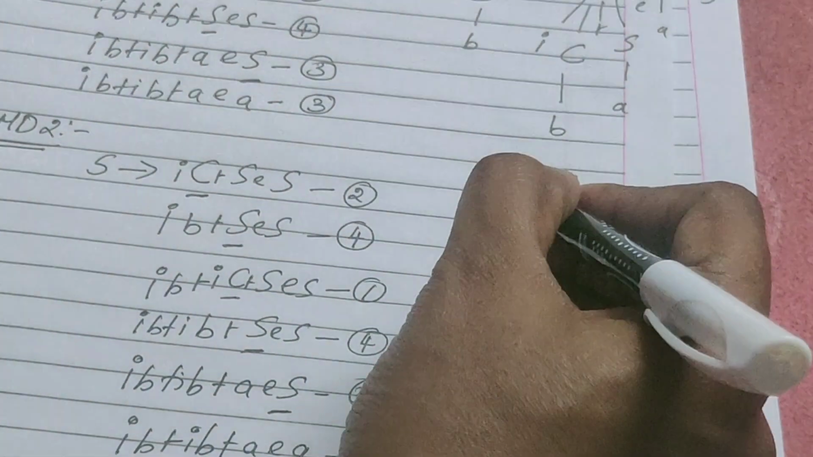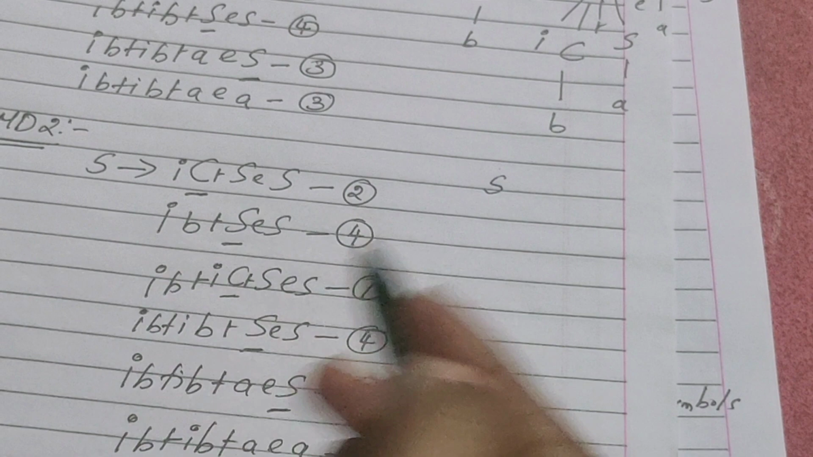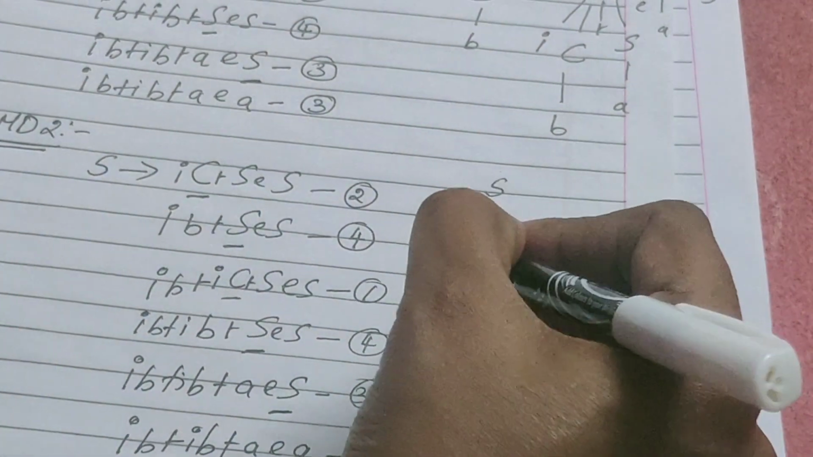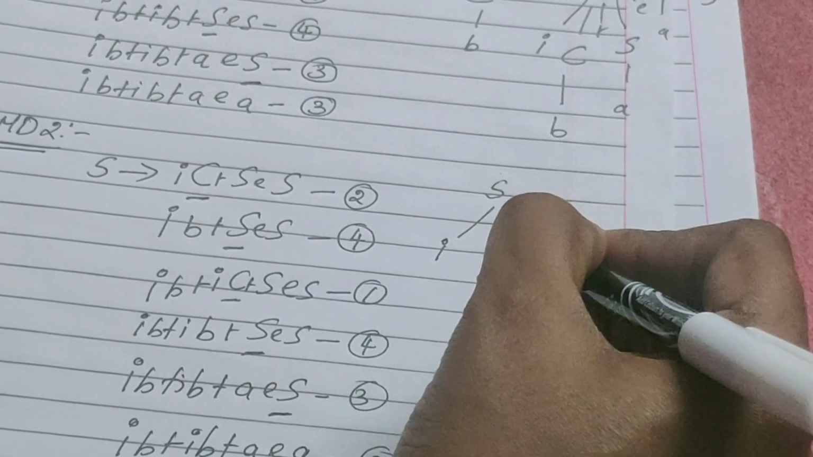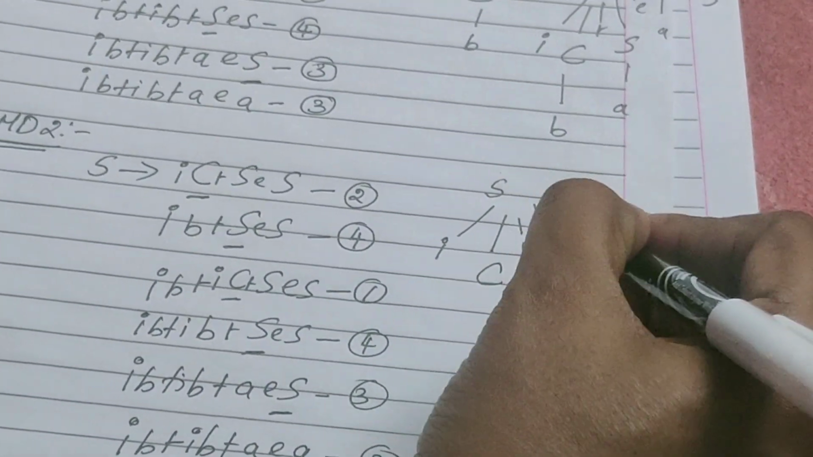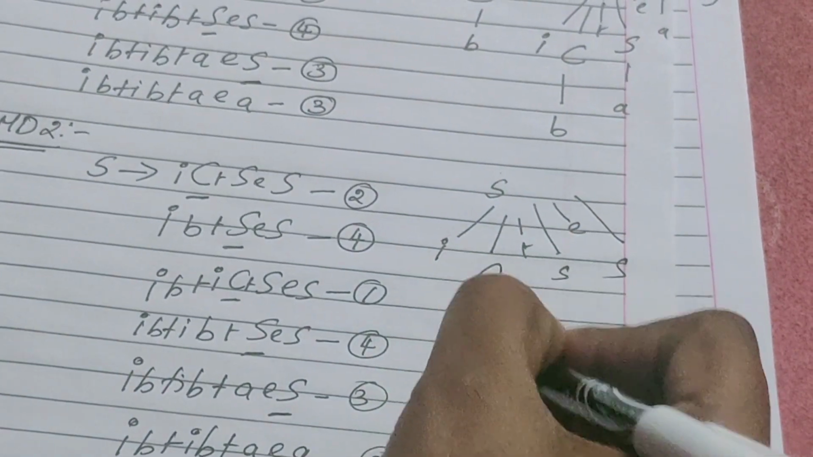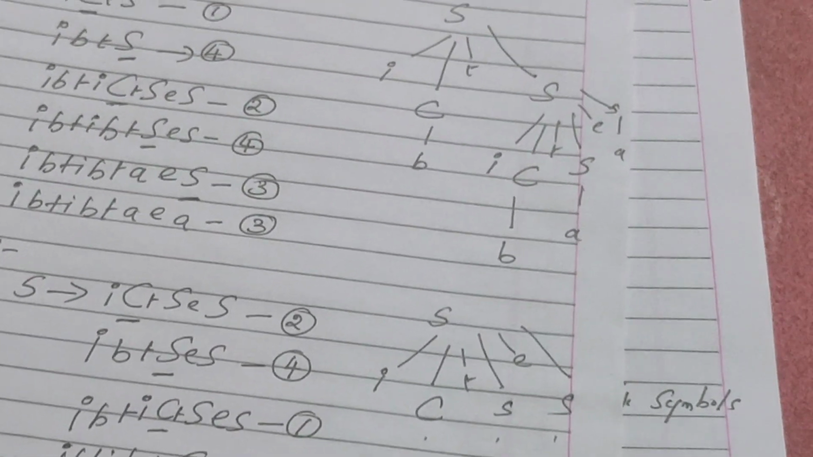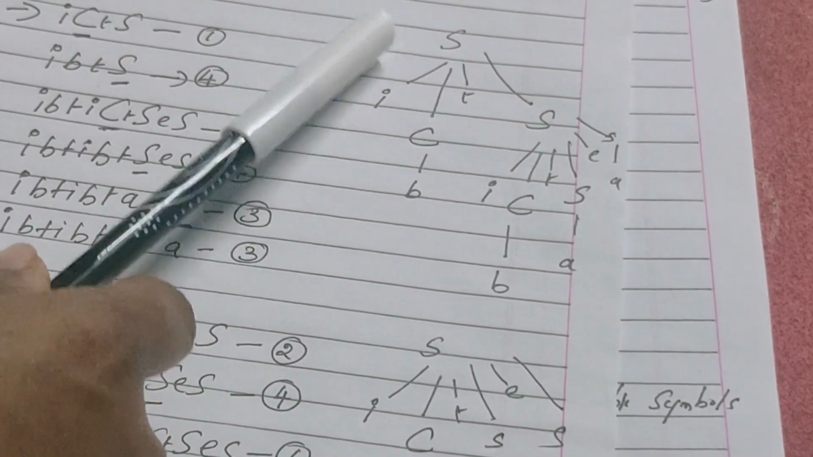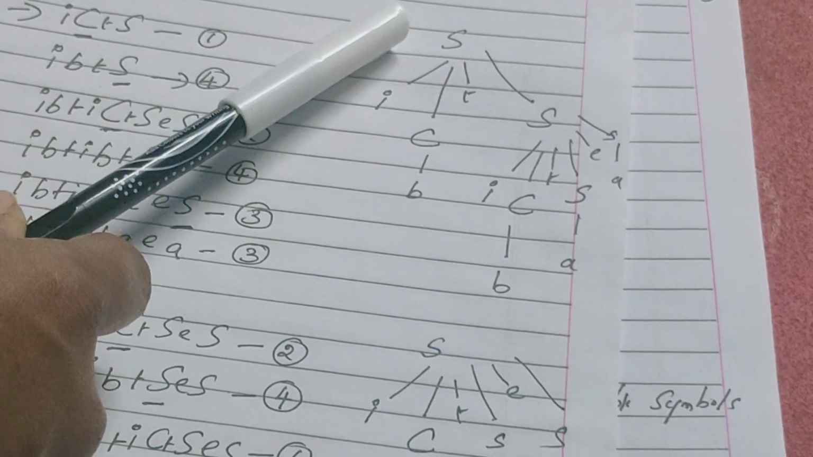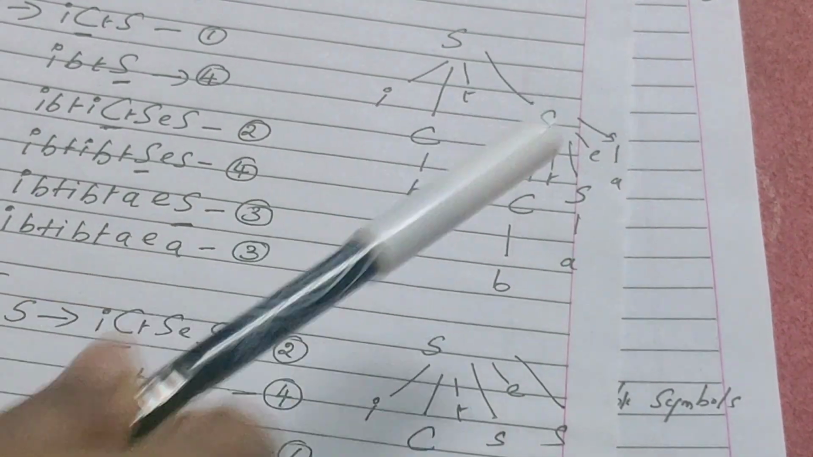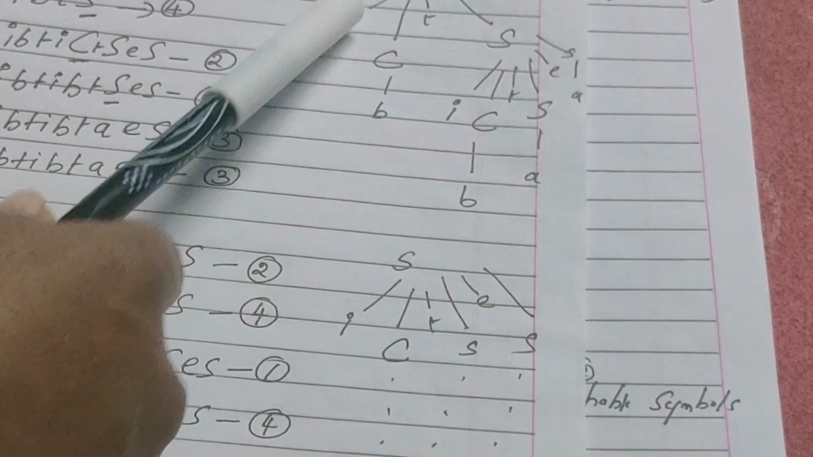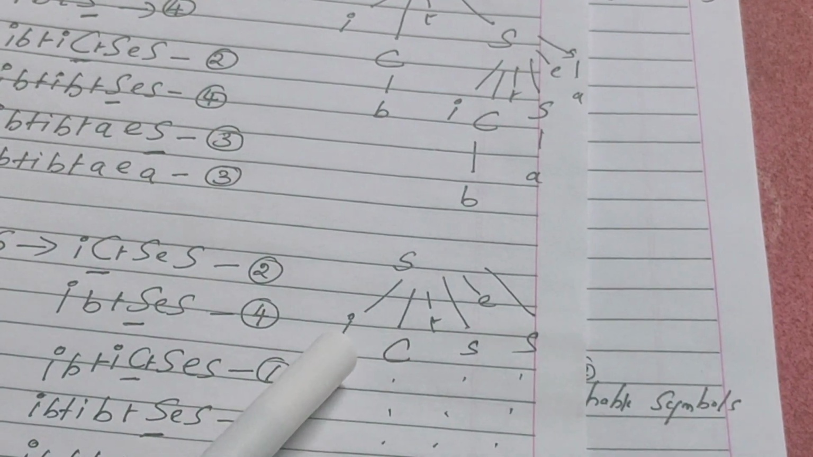Now if I try to draw the parse tree for the second one, my parse tree looks like this. Of course, the root of the parse tree is S, but now this S is expanded as 6 branches: I, C, T, S, E, S. Further, you people complete the construction of the parse tree. Now let us compare the parse trees. In the first one, this S is expanded as 4 branches, whereas here the same S is expanded as 6 branches. So structurally the parse trees differ.